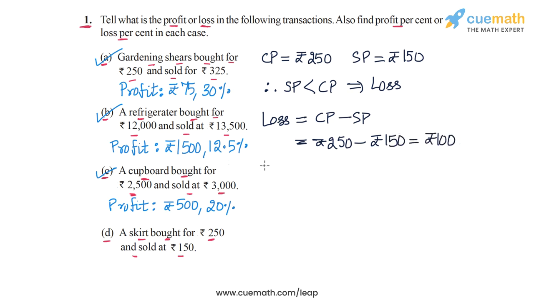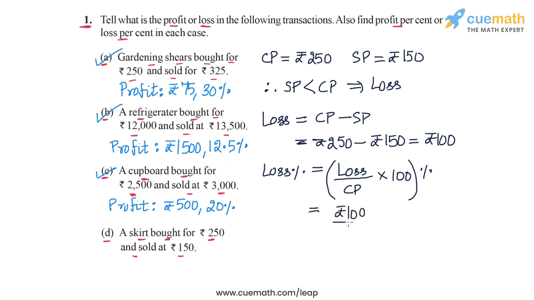Now we can translate this to loss percentage. So the loss percentage will be the absolute value of the loss divided by the cost price. Loss, remember that loss is also calculated as a fraction. The loss percentage is also calculated as a fraction of the cost price. So we have loss by cost price into 100, this percentage. This will be the loss percentage. So this will be rupees 100, the absolute value of the loss, divided by the cost price, which is rupees 250, and this into 100, this many percentage.